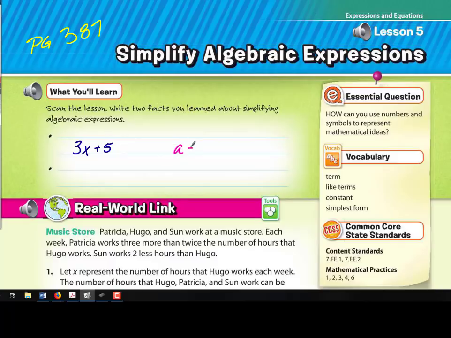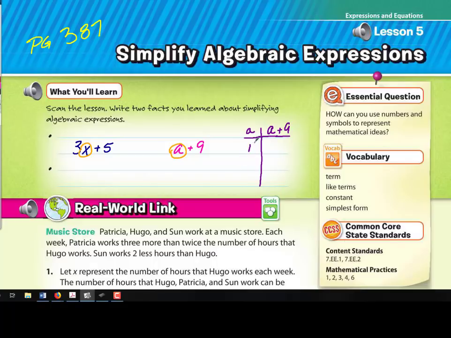A plus 9 is an algebraic expression. What makes them algebraic is this idea that there's an unknown quantity. That unknown quantity can actually represent anything. So just as a quick reminder, go ahead and draw yourself a T-chart right here. If we had A plus 9, that would change based on the value of A.